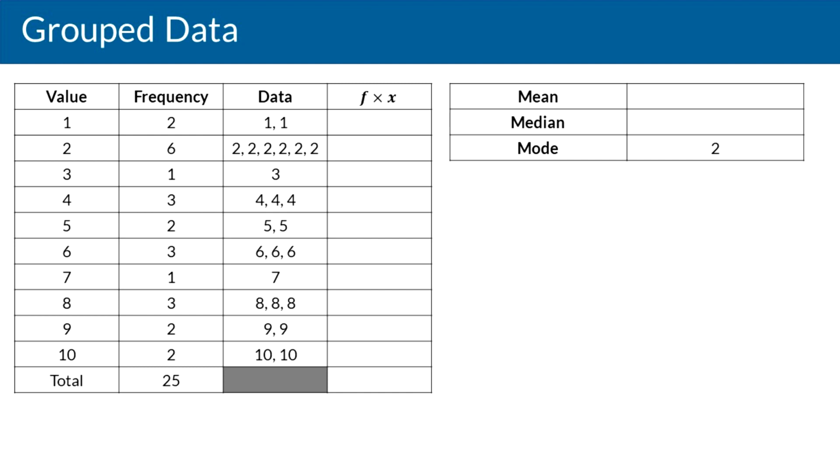I've identified that the total number of data values is 25. The median data value in this list will be in position 13, because there will be 12 values below and 12 values above, making it land squarely in the middle.